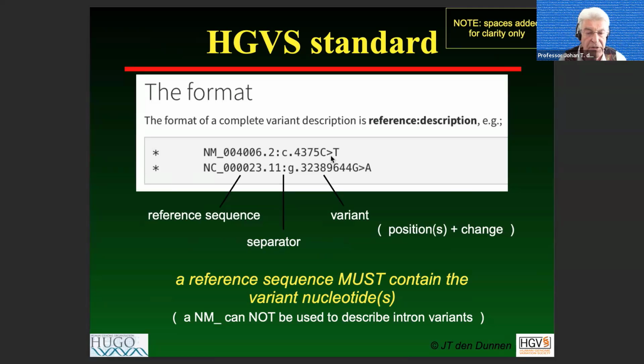The format, well, you have seen it. It's a reference sequence, a separator, a colon, and then the variant is described. And the variant is a mix of position or positions in the reference sequence and then the change. As I mentioned in the questions we answered, a reference sequence must contain the variant nucleotide. So that's why you cannot use an NM to describe intronic variants. One of the questions I received is how far in the intron can I use an NM to describe a variant? Well, the answer is not even one position. The NM does not contain intron sequences, so you cannot use it to describe an intronic variant.